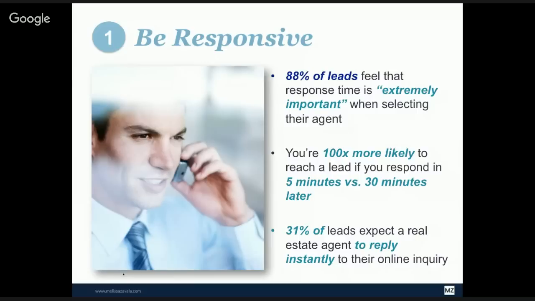But now, as we just discussed, you want to get in touch with someone within the first 5 minutes if you can. Again, you're 100 times more likely to reach a lead if you respond in 5 minutes versus 30 minutes later. And 31% of leads expect a real estate agent to reply instantly to their online inquiry. So 31% of leads really are looking to have an instant reply. So you've got to be everywhere all the time, and sometimes that is difficult. So it's really good to have some automated tools to help you with that.